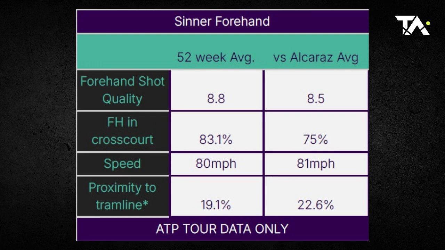Next, we take a look at the Sinner forehand. On the screen, I've put up my 4 comparisons to explore. Please note that the proximity to tramline statistic refers to the percentage of balls that land within 1 meter of the tramlines. We can deduce from this data that Sinner is taking more risk, both with speed and proximity to the lines, meaning he misses 8.1% more forehands against Alcaraz than his 52-week average. His overall forehand shot quality therefore drops by 0.3% when playing Alcaraz.